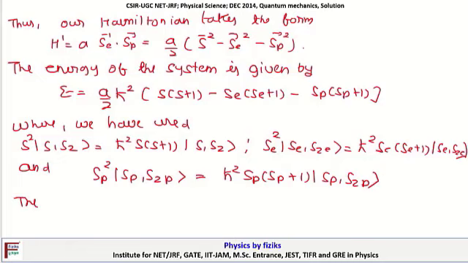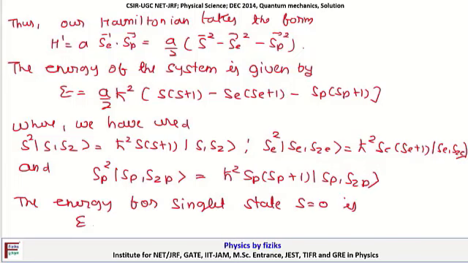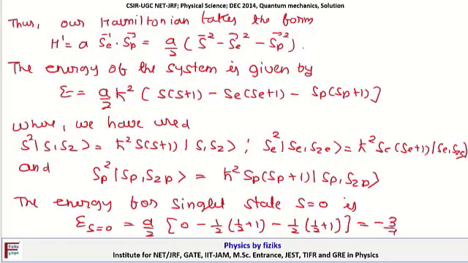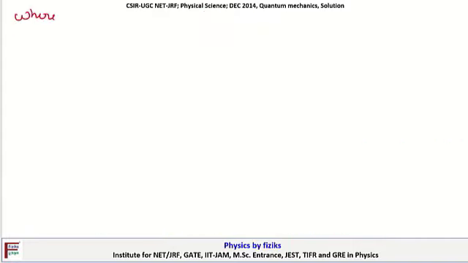The energy for the singlet state, S equals 0, is E for S equals 0 equals A by 2 times 0 minus 1 by 2 into 1 by 2 plus 1 minus 1 by 2 into 1 by 2 plus 1, which equals minus 3 by 4 A h cross square, where we have used S equals 0, Sc equals Sp equals 1 by 2.